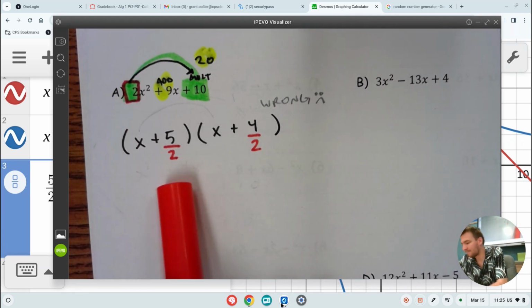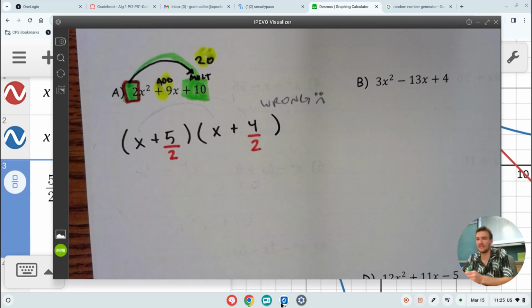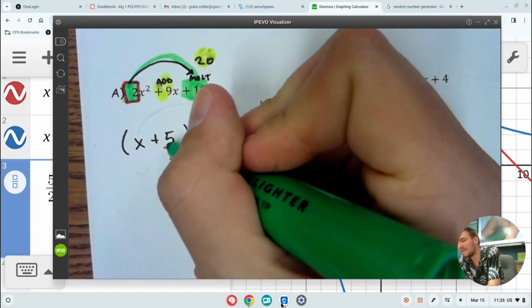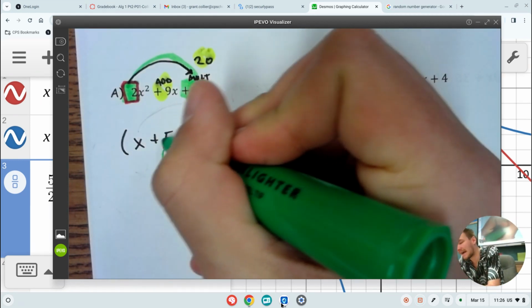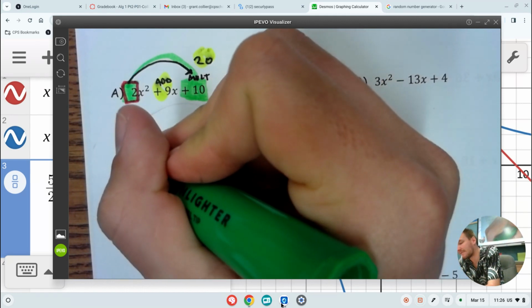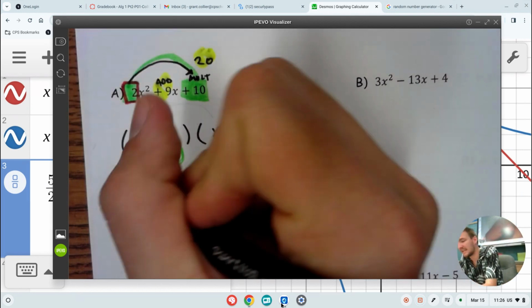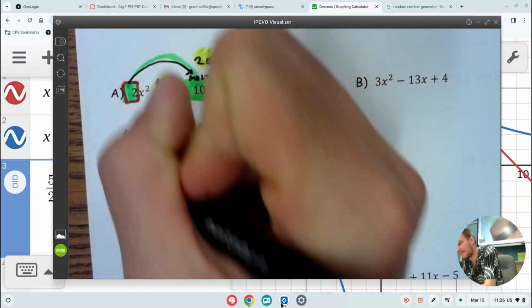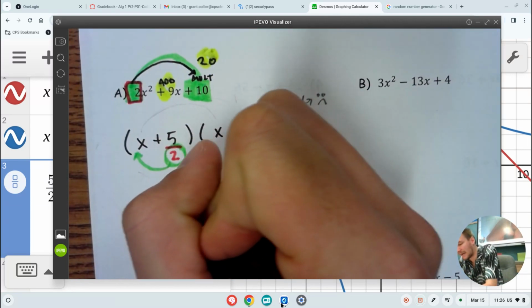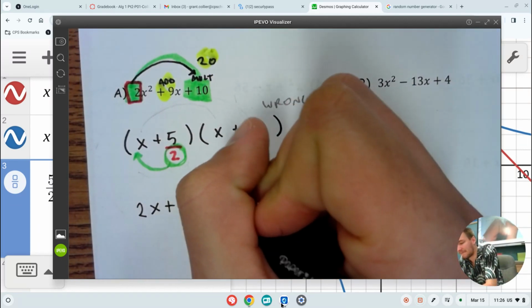And so, here's the most interesting part of the whole day. The bottom of the fraction goes in front of the x. So, if you get a fraction and it stays a fraction, you're going to put the bottom in front. 2x plus 5.